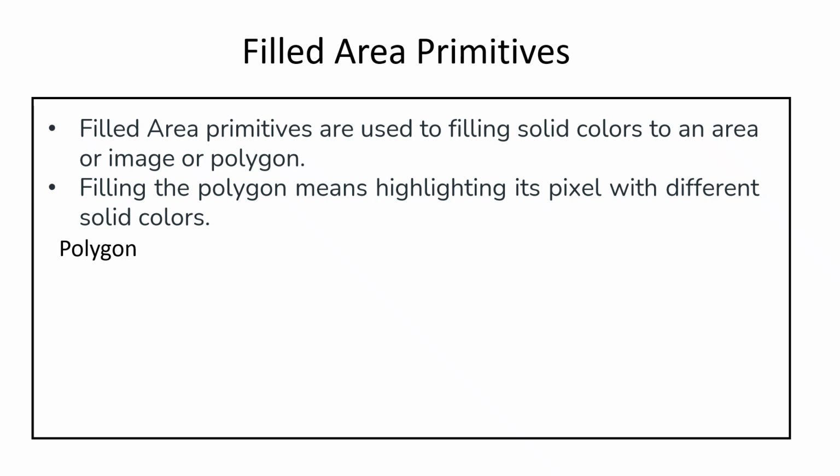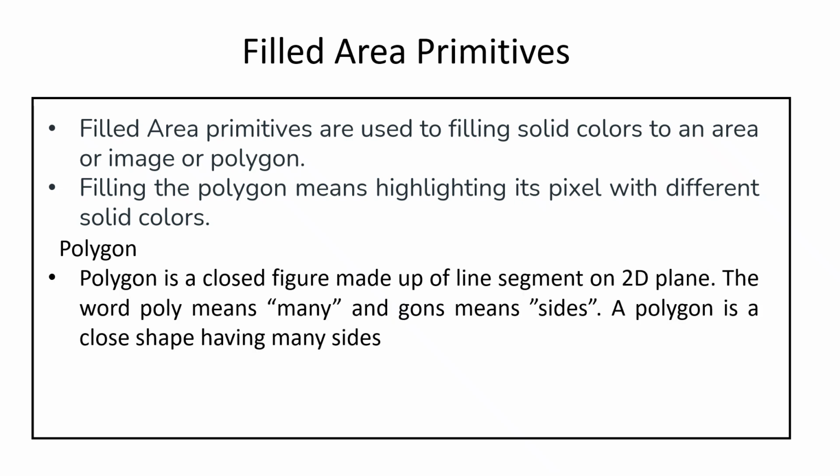Before going into filling the polygon, you should know what a polygon is. A polygon is a closed figure made up of line segments on any 2D plane. The word poly means many, gon means sides. So a polygon is a closed shape having many sides. The best examples are square, triangle, rectangle.